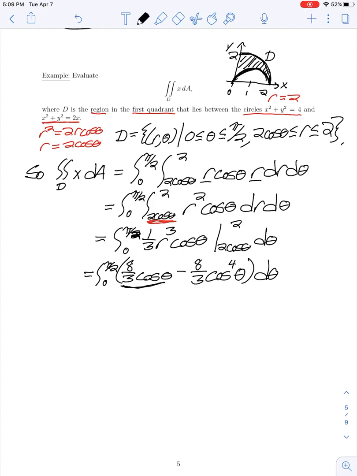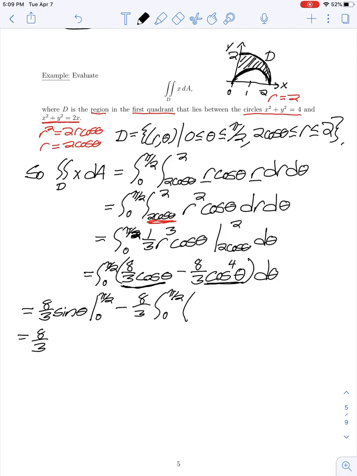Evaluating the antiderivative of the first term, we have 8/3 times sine of theta, evaluated from 0 to pi over 2. So this leaves us with 8/3. And then we are subtracting our constant 8/3, which we can pull out in front of the integral from 0 to pi over 2. And to evaluate cosine of theta to the 4th power, we can think about it as cosine squared of theta, squared.